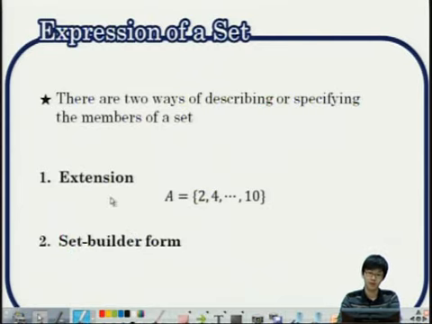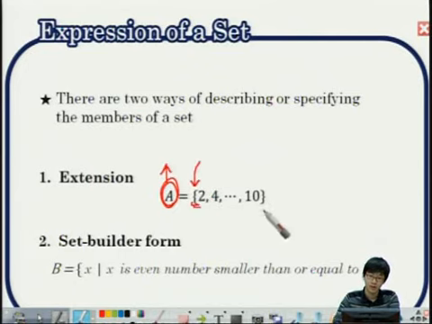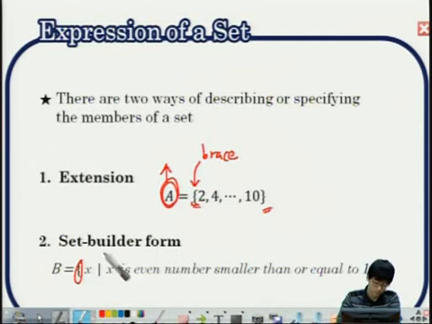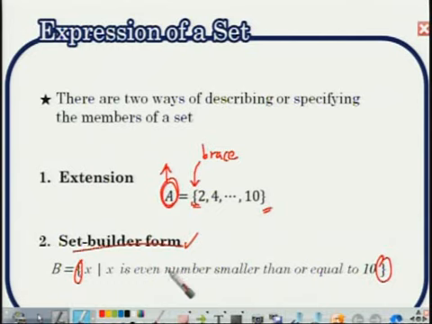Oh, before we start this, extension was first. Extension is just the way we write all of the components inside. And in this set, we say the name of this set is A, and this thing here and here is a brace. We have to use this brace to express a set. Then here, brace here. And this set builder form makes it a little easier to express.